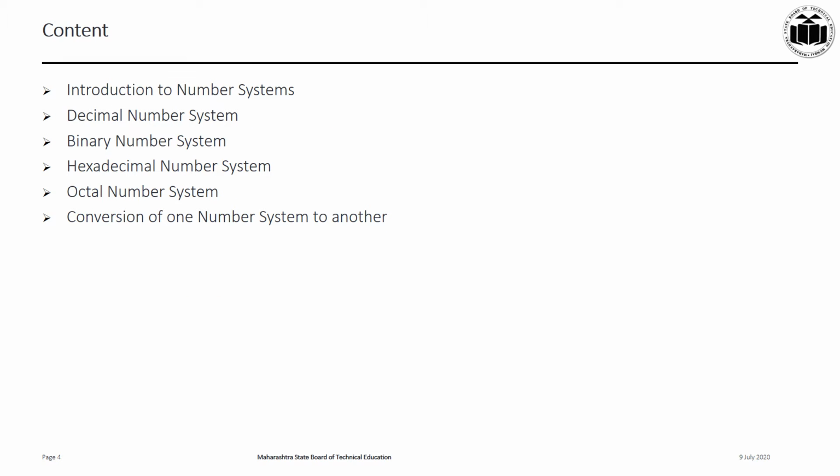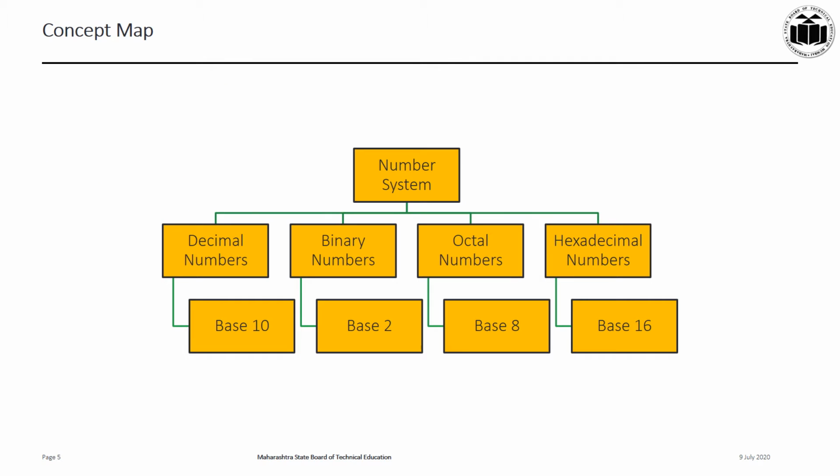The contents of this presentation: Introduction to number systems, the four types of number systems, the decimal number system, binary number system, hexadecimal number system, octal number system, and conversion of one number system to another. This is the concept map which shows the four types of number systems. The decimal number system, which has a base 10, the binary number system, which has base 2, octal number system, which has base 8, and the hexadecimal number system, which has base 16.